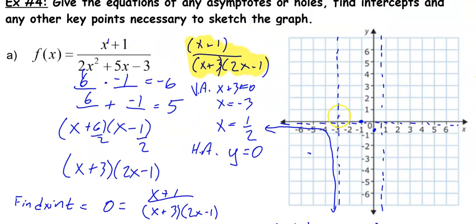So what happens if we plug in a -2? -2 plus 1, so that's going to be -1 over 1 times -5, and a negative over a negative is a positive. So that's a -1 over a -5, which is a positive 1/5. So when x is -2, we're at a positive y. So that means we're going to do like this. We're going to hit that point. We're going to come through our x-intercept, our y-intercept, and we're going to come down like this.